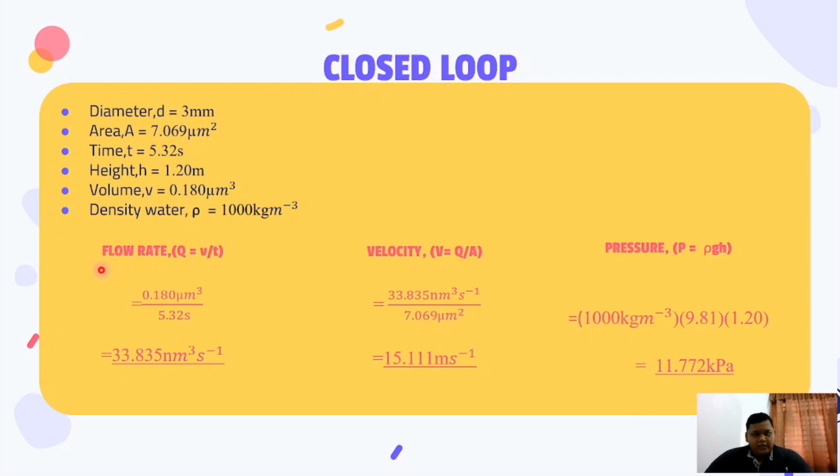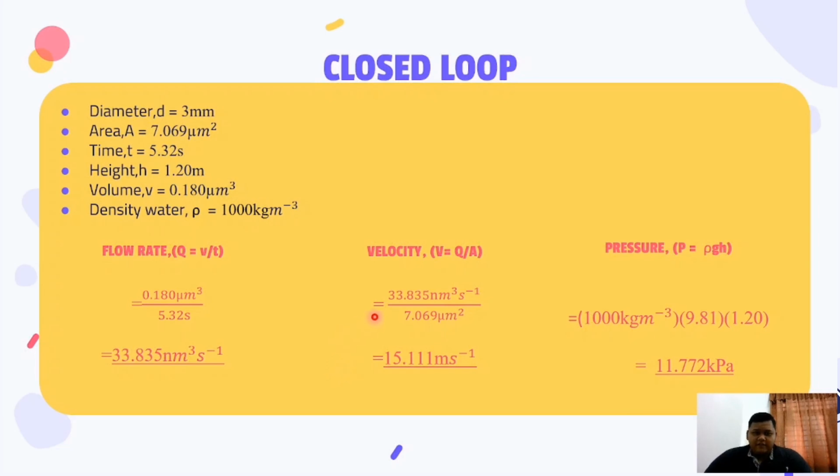Okay, for the flow rate closed loop, we divide the volume by time, which is 0.180 micrometer cube divided by 5.32 seconds. We get the flow rate for this closed loop is 33.835 nanometer cube per second.